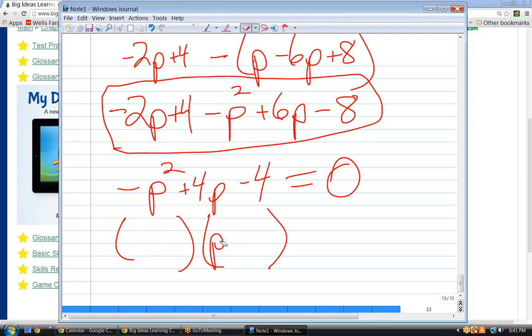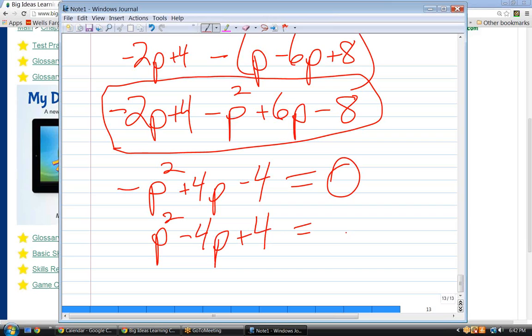You don't ever really want a negative in front of your squared term. You want it to be positive. So how can I change that to positive? I don't know. How about if we divide both sides of the equation by minus 1? Okay. What does the left side now become? p squared minus 4p plus 4 equals 0. Okay, now notice how much easier the problem is to solve.